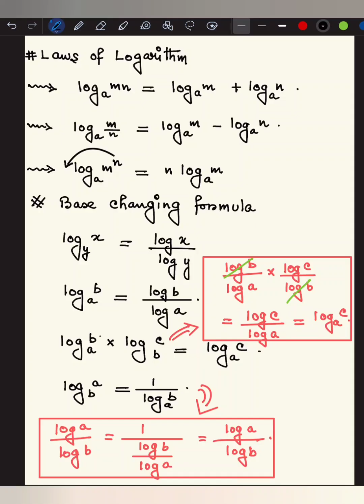Therefore, log b base a into log c base b is equal to what? It equals log c base a. You don't need to memorize these things, okay? Just work it out and you will get it.